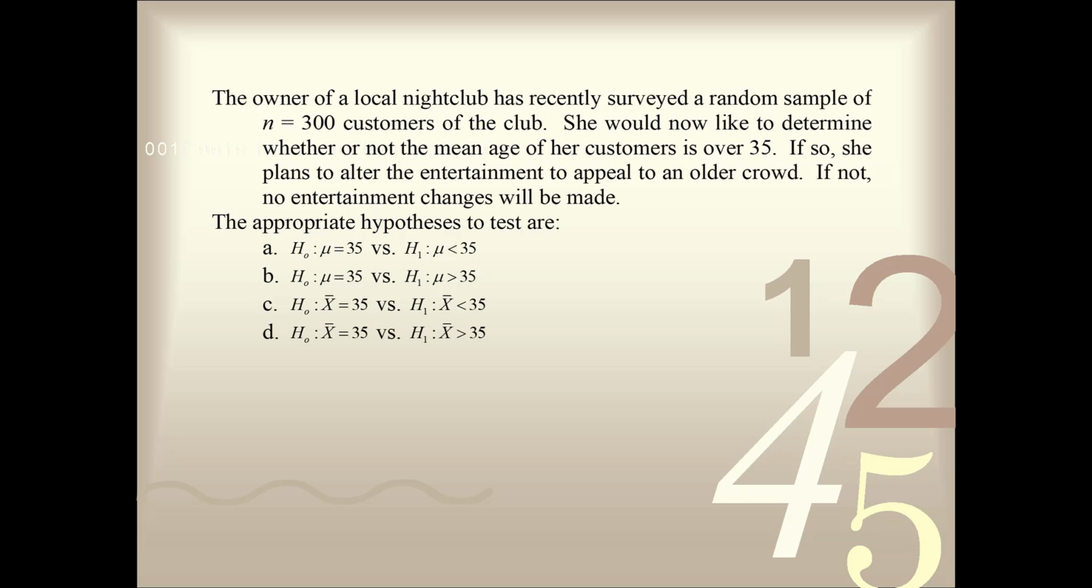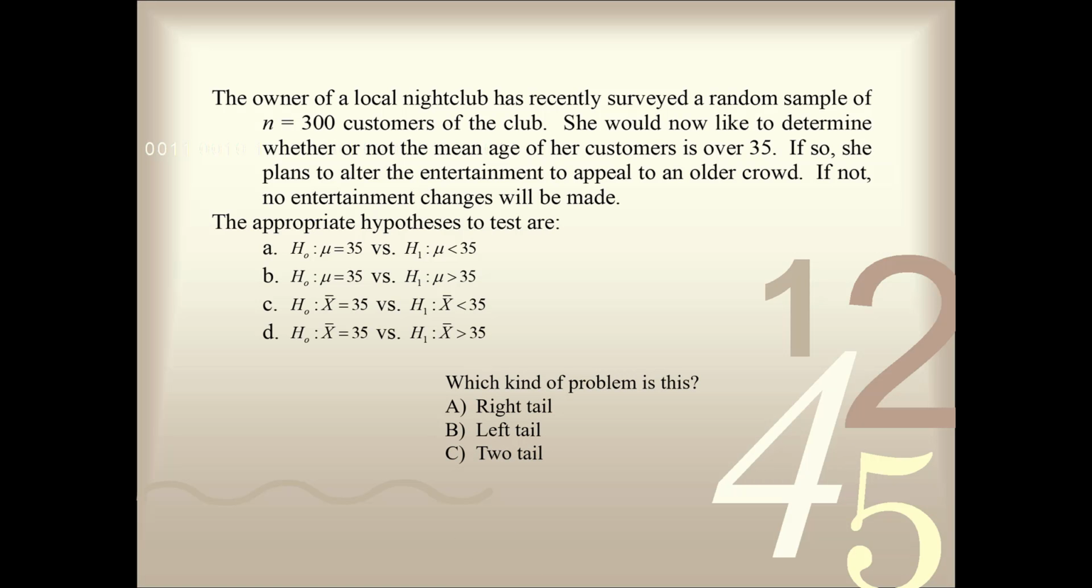But like I said, she's trying to prove the over 35. So we definitely want a greater than 35 in the alternate hypothesis. Remember, the alternate hypothesis is always what you're trying to prove. I can eliminate C and D because that shows X bar instead of mu. And I always want the population symbol in the hypotheses. So now I'm down to A and B. Well, the greater than sign has to be in the alternate hypothesis because she's trying to prove that it's over 35. So B would be the correct answer.